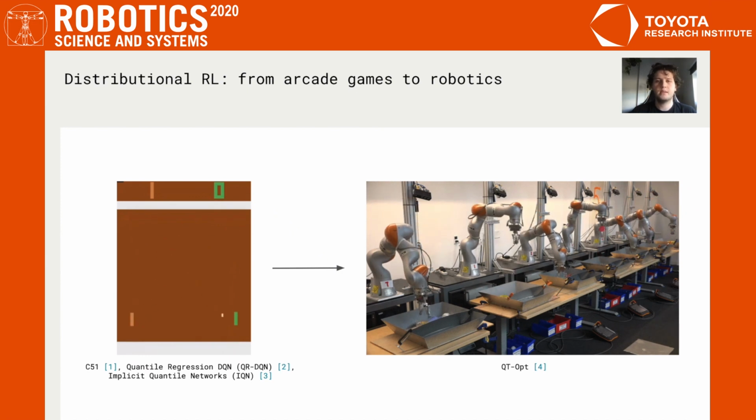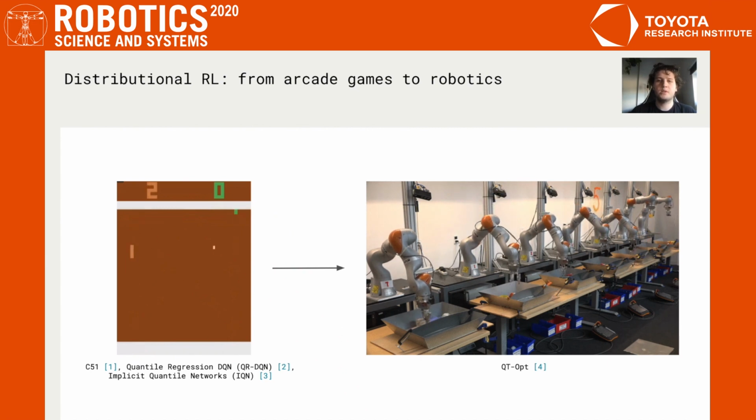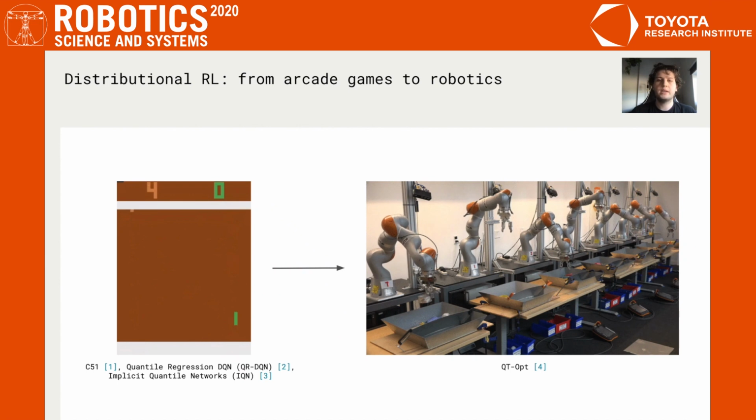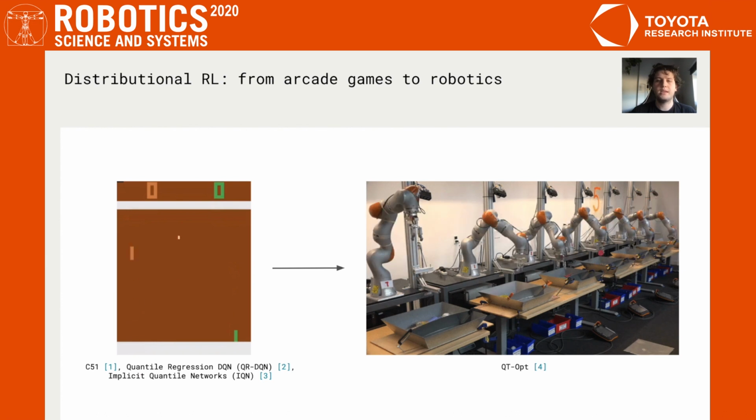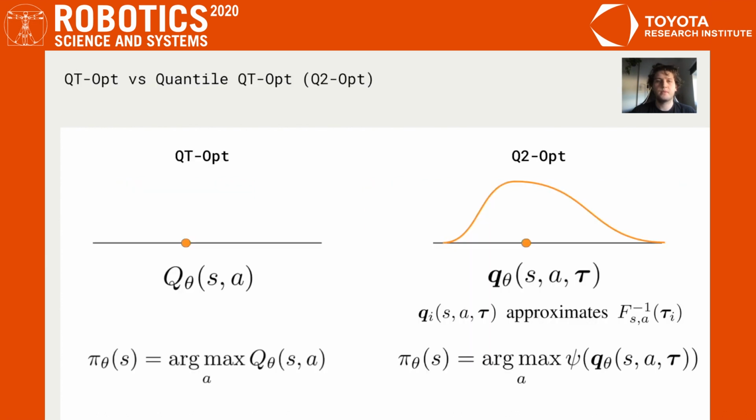To answer these questions, in this work, we propose a distributional version of QT-Opt, a distributed Q-learning algorithm for continuous action spaces, known for its unique demonstrated scalability and real-world generalization performance. We call our method Quantile QT-Opt, or shortly Q2-Opt. Unlike QT-Opt, which learns the expected return for a given action, Q2-Opt learns an entire distribution over these returns.